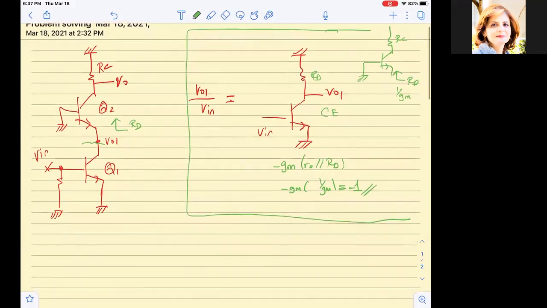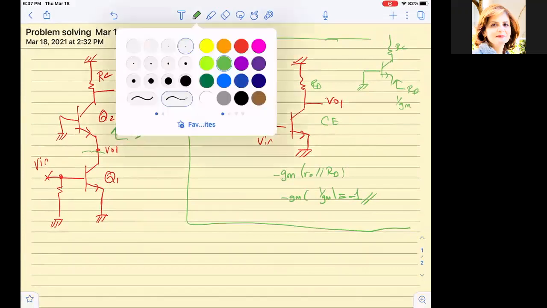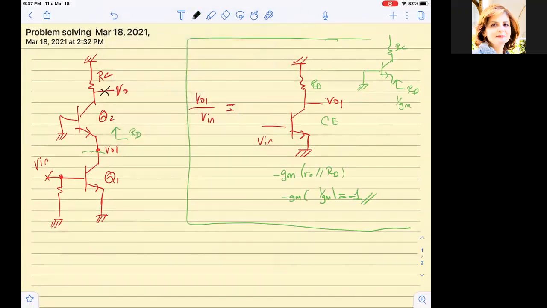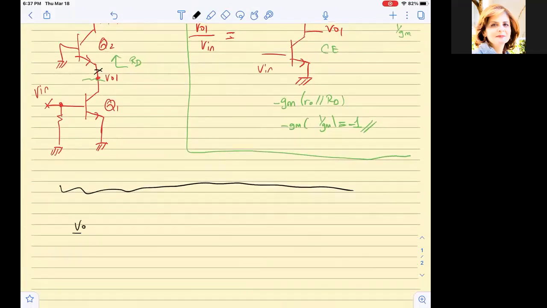Okay. Now I need to calculate the gain for what? For VO over VO1. So now I need to look at VO over VO1. Okay, and in this scenario, the circuit really looks like this, and the input is at this node, and the output is here with a resistor RC available here, and this is VO1. Let's draw it properly. Okay, so this is the resistance here, and this is RC, and this is VO. Sorry, pardon me, this is VO.